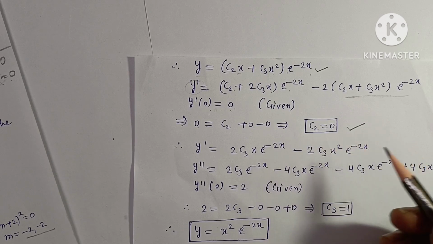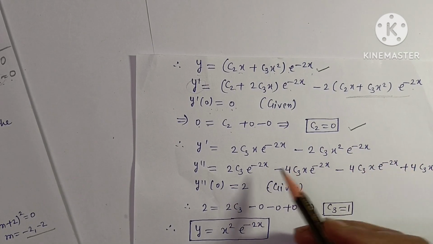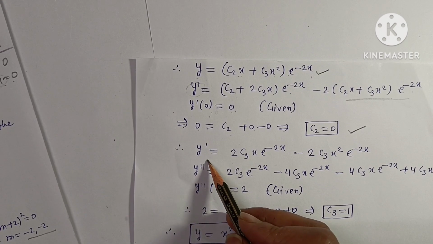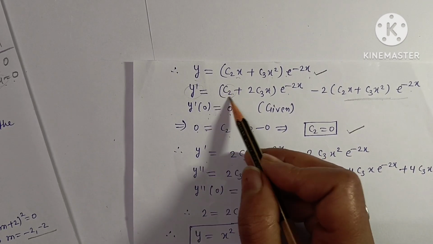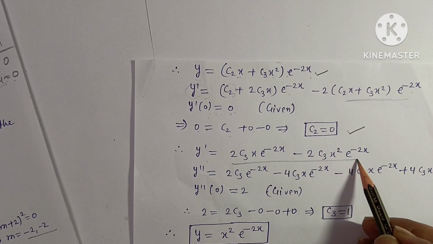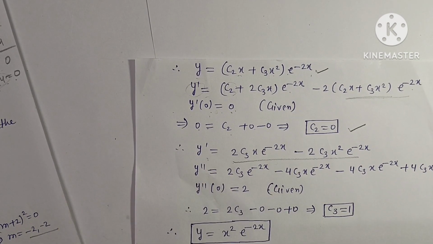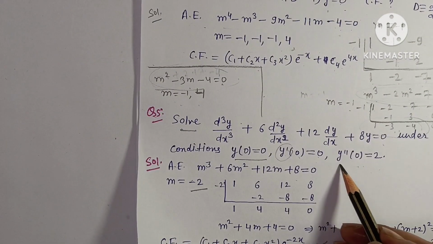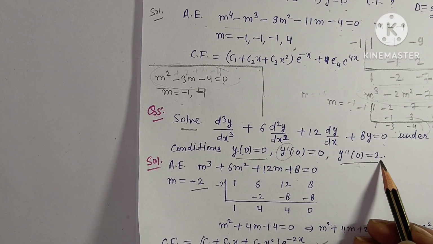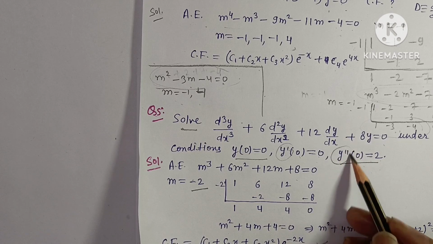Now we have C1, C2 both 0. So after putting C2 equal to 0, y dash will be this. Why am I writing here y dash? Because I have to find y double dash, because in the third condition I have y double dash 0 equal to 2. So I need y double dash.